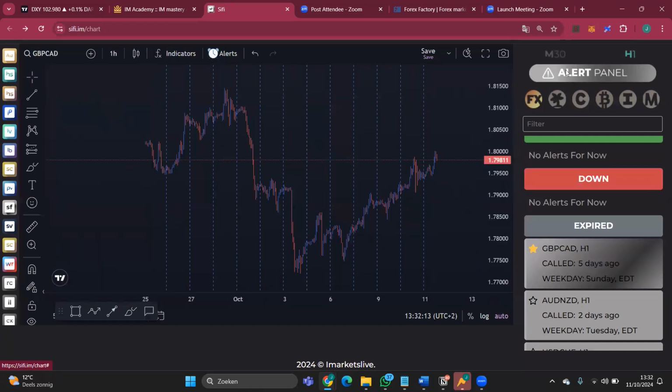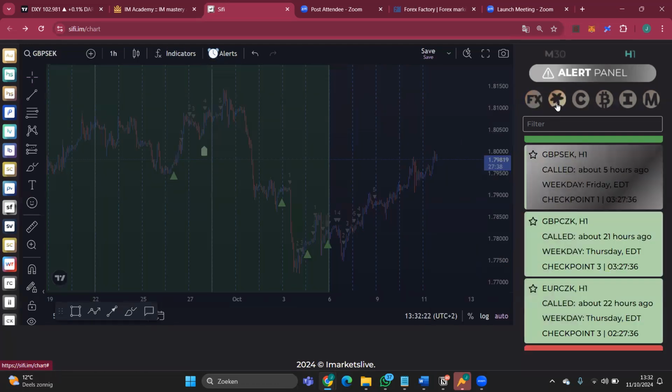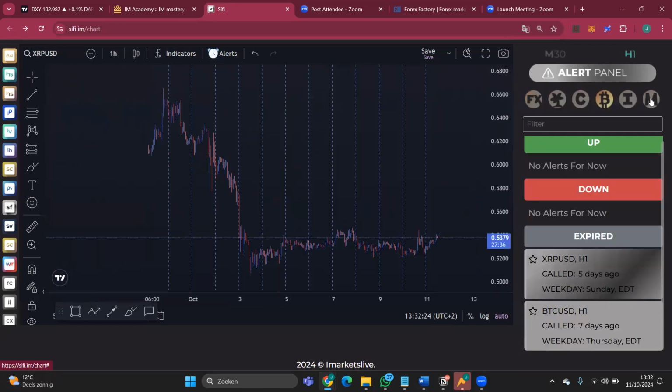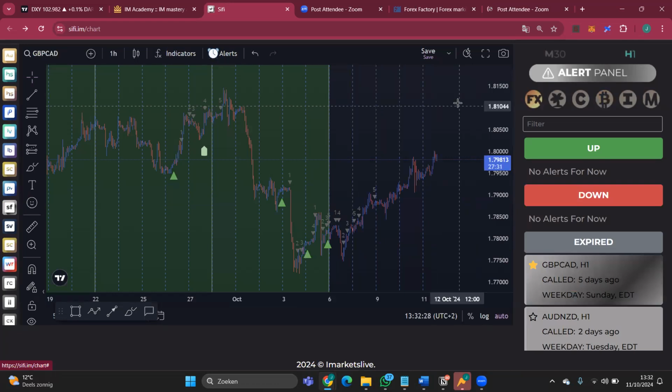You'll see the H1, this is the 1-hour time frame, and then you'll see all the different pairs you can trade. You can trade forex pairs, you can trade exotics, you can trade crypto, you can trade metals, you can trade whatever you want to trade, but we're focused mainly on the forex pairs.